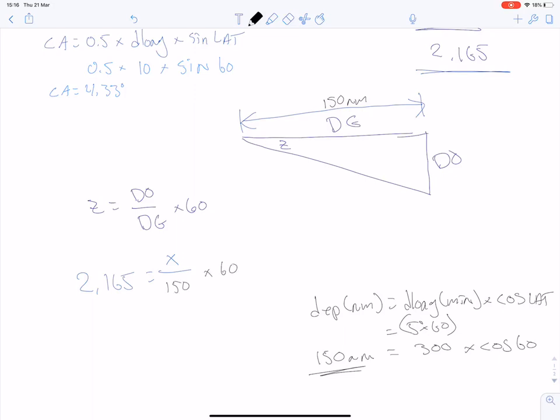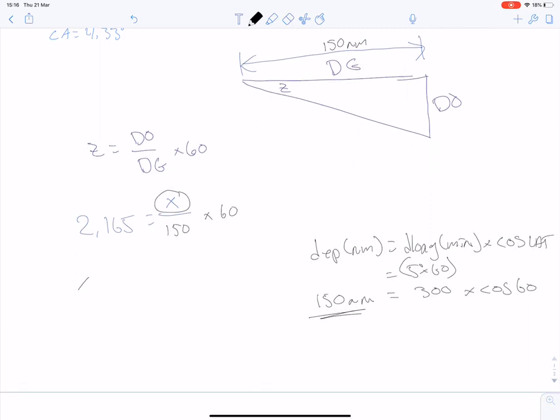And we need to twist this formula to isolate the x. The x equals 2.165 multiplied by 150 divided by 60. The x is equal to 5.4 in this case, degrees. No, sorry, not degrees, nautical miles. Okay, so 5.4 nautical miles.